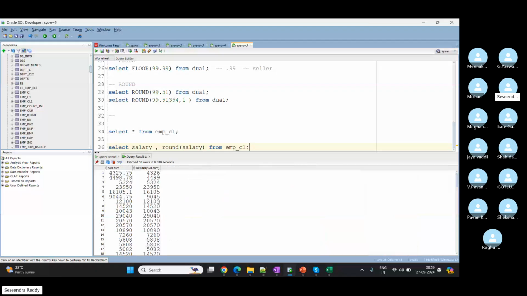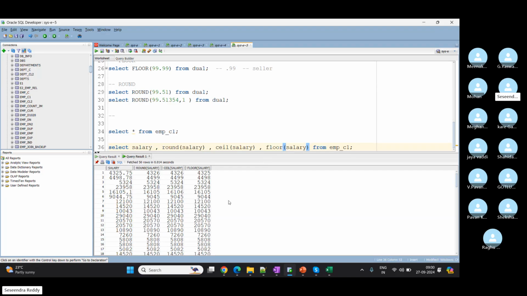Let's see. It is near to the highest value, 98, right? So it will be 4499. Same way, if we use other functions, you can see the difference. Here, the same column we can use multiple times in our select statement. There are no limitations. I can use round on salary, I can use ceil, and I can use floor. Same column, salary only, I'm using repeatedly. In the select statement it is like user defined, so whatever we want we can use multiple times, same column.